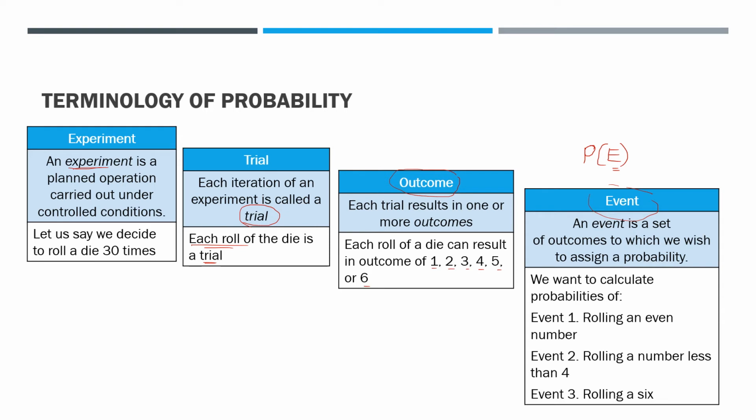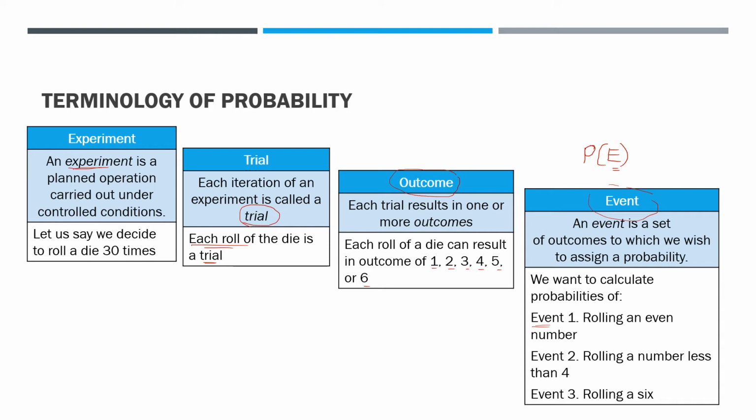That is because when you roll a die, you would exactly have 6 outcomes. These are the faces of the die. But events we can define depending on the problem we are trying to solve. I've given examples of 3 events here. Event number 1, rolling an even number. In our die example, we can say what is the probability of rolling an even number. So in that particular example, the event is rolling an even number.